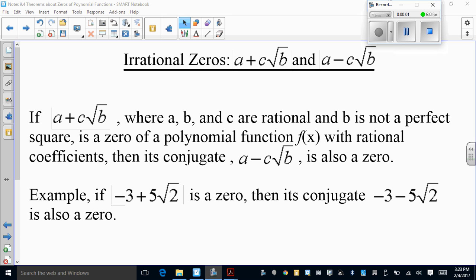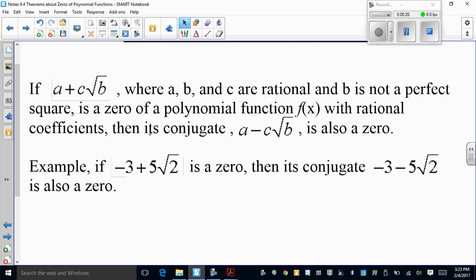Okay, so day 3. Now this time it's irrational zeros, and just like imaginary ones, they come in conjugate pairs. So you have a plus c radical b, where a, b, and c are all rational numbers, and b is not a perfect square. Then a minus c radical b would also be a zero. It's the conjugate. For example, -3 plus 5 radical 2 is a zero, then its conjugate, -3 minus 5 radical 2, is also a zero. And just like your imaginary values, the only way to get rid of the radical is to square it.